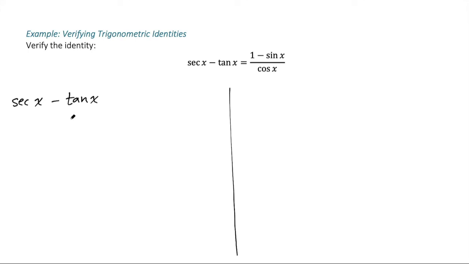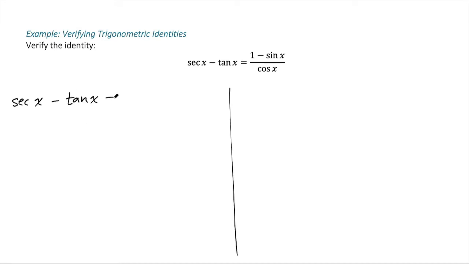I know that there are relationships between secant squared and tangent squared, but I don't have squares here. I don't have any operations that need to happen. So it feels like I'm at a standstill. But one really useful option is always to write our trigonometric functions in terms of sine and cosine. And keeping my goal in mind, it makes sense to do that, because I see sine and cosine in the goal.